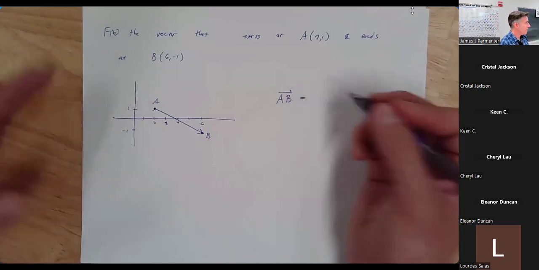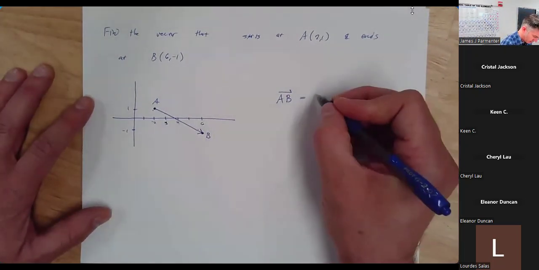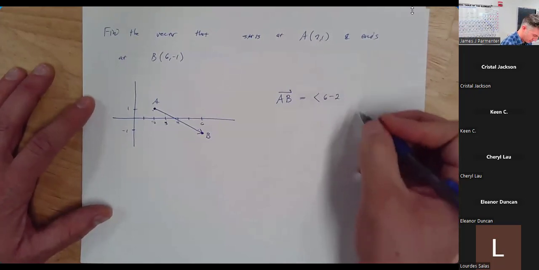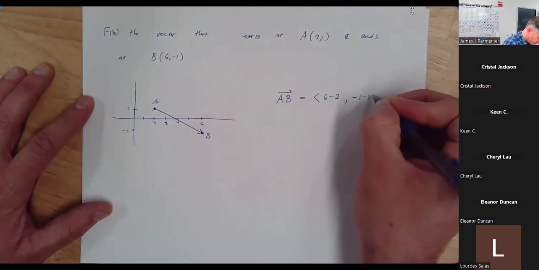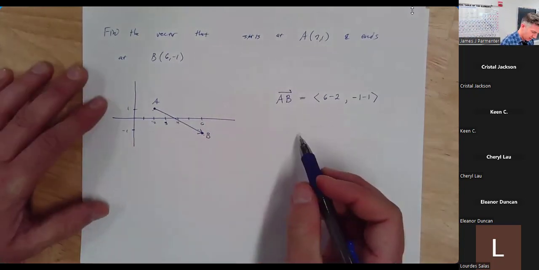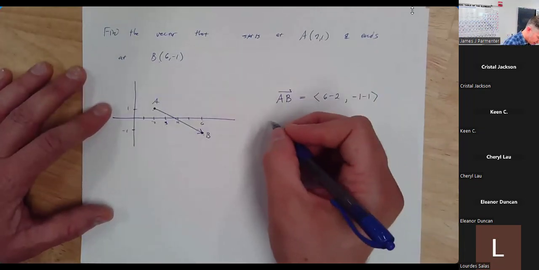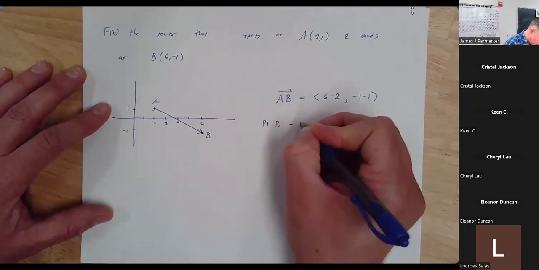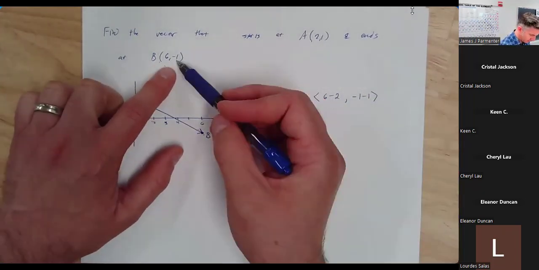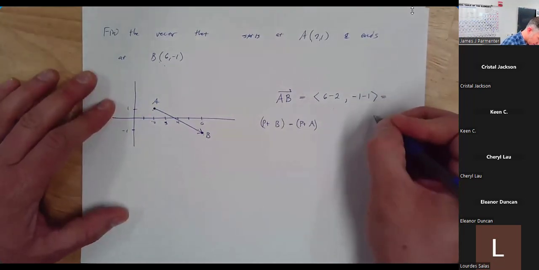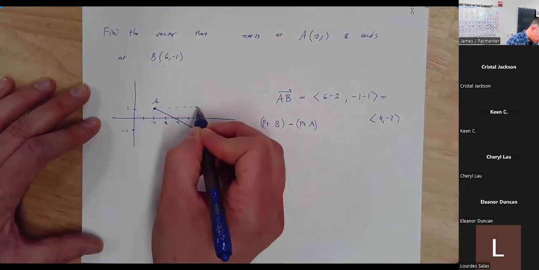Well, what's the x component? How much horizontal movement have I made? Well, I started at 2, I ended at 6, so I've gone from 2 to 6. And how much vertical movement do I have? Well, I started at 1, I ended at negative 1, so I'm going to do negative 1 minus 1 to find my vertical movement. In other words, I'm taking the b components and subtracting the a components. To find the vector AB, we take the point B minus the point A. That's how I'm thinking about that. 6 minus 2 for the x coordinate, negative 1 minus 1 for the y coordinate. And we're going to get the vector (4, negative 2), which seems reasonable, right? If we look at this, we've gone over 4 and down 2.